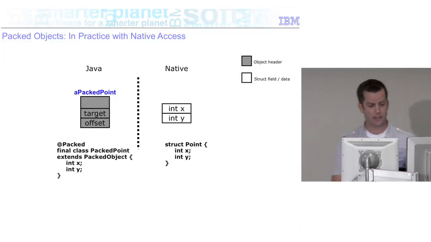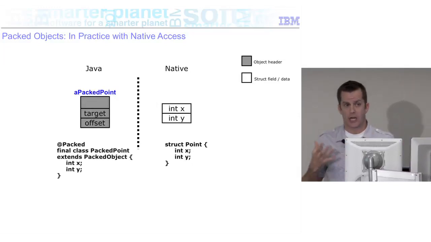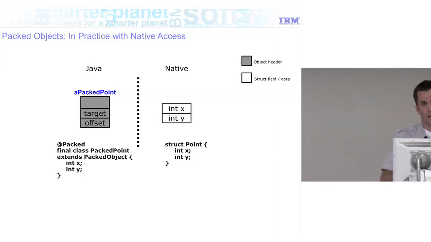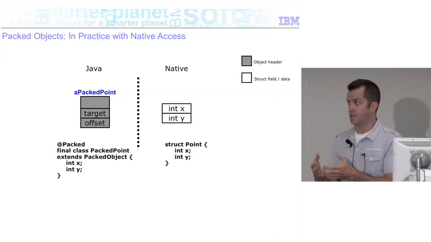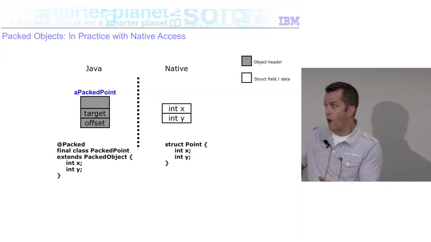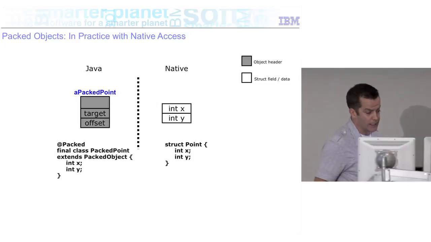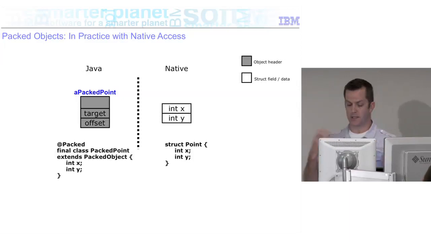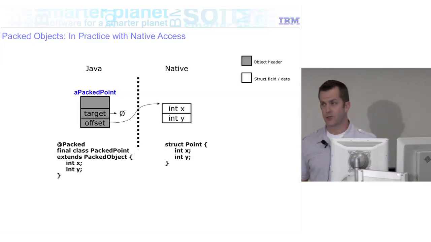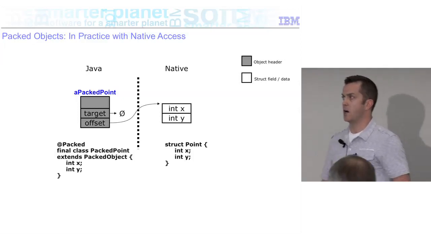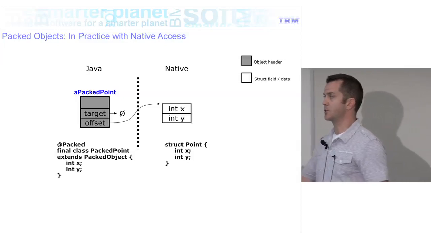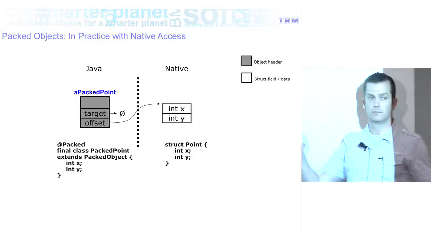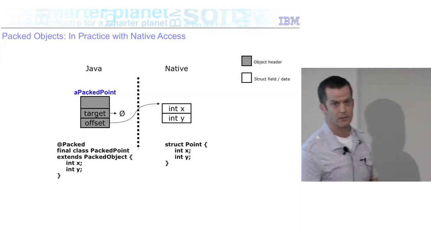Well, it's the same idea. Again, it's declared the same. It's just a packed point. You can still allocate these things on the heap as packed points with payload x and y within the body. However, to access the native one, without the user having any concept that this is off the heap, you just say the target doesn't point to an object, it's null, and the offset is an absolute pointer directly to the data. Again, the VM just handles it.